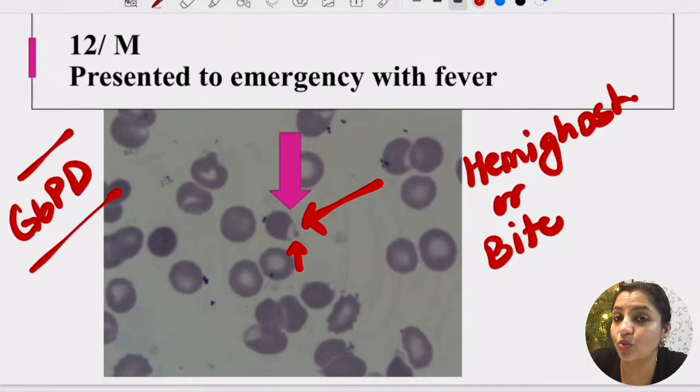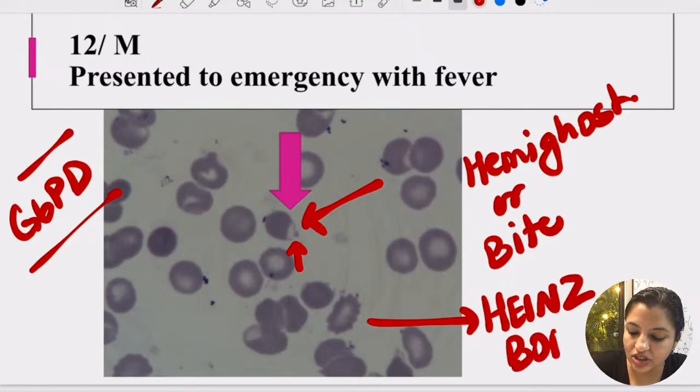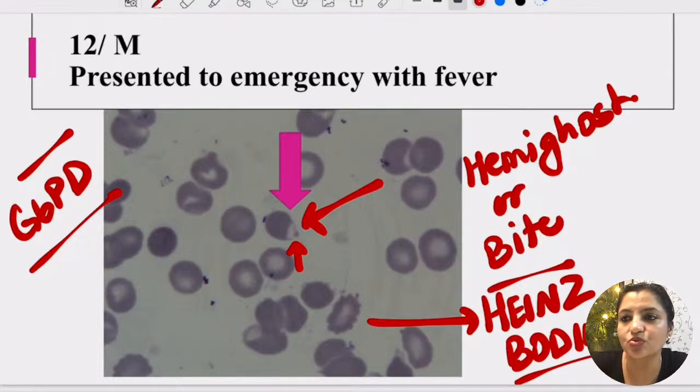The question can be, what is the next test that you will do? Whenever you look at this, you will always go ahead with a supravital stain, because in this patient you will have to document Heinz bodies. Heinz bodies are usually attached to the membrane, so you have to do a supravital stain to document them. And after that, what is the test that you can do here? The screening test is the methemoglobin reduction test, which you have to remember.